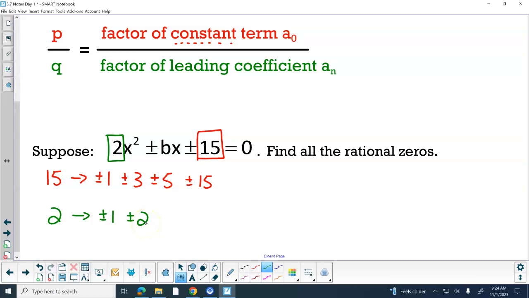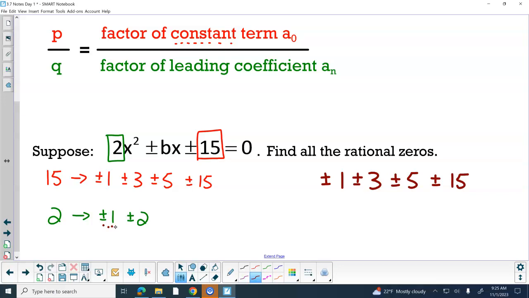So we've got to take a red number and divide it by a green number. If I take all the red numbers and divide them by the first one, that's me dividing them all by 1. 1 divided by 1 is 1. 3 divided by 1 is 3. 5 divided by 1 is 5. 15 divided by 1 is 15.